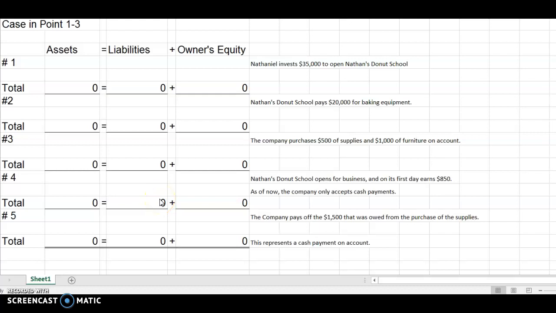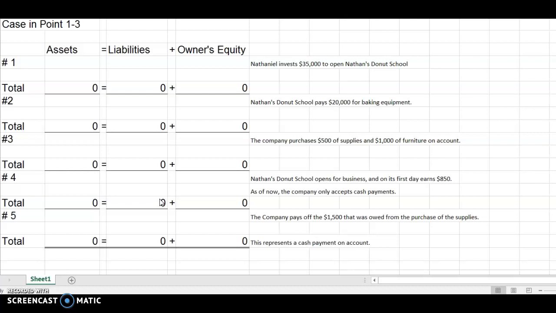Case in point 1-3, determine the impact on transactions. We will be following this example throughout our course. So in this example, we're going to determine which accounts have been impacted by each transaction and how much they have either increased or decreased.